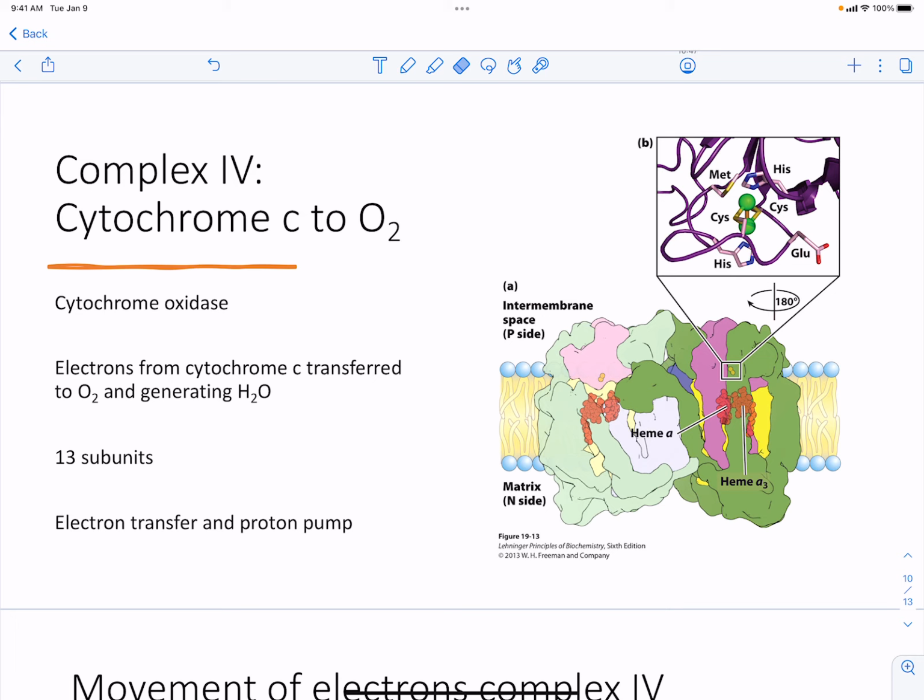Now complex 4 is very large. It has 13 subunits. And it also is a proton pump, so it's going to pump protons into the intermembrane space as well.